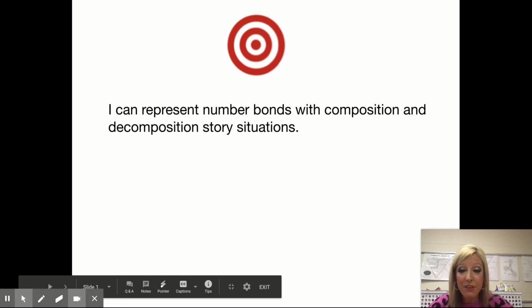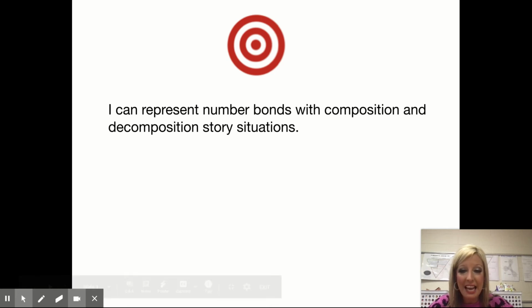Welcome to Mission 4, Lesson 6. Today, our objective or goal is: I can represent number bonds with composition and decomposition story situations.